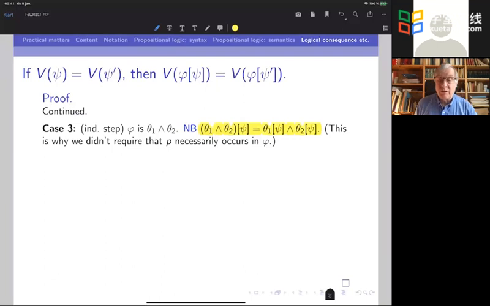So now you see there was a point in not requiring that there actually are occurrences of P, because it could be that P occurs in the conjunction theta 1 and theta 2, but perhaps it occurs only in theta 2. But I still want to know what theta 1 square brackets psi is. In that case, if there is no occurrence of P there, then that's just the same as theta 1. But I just want the notation to cover that case too.